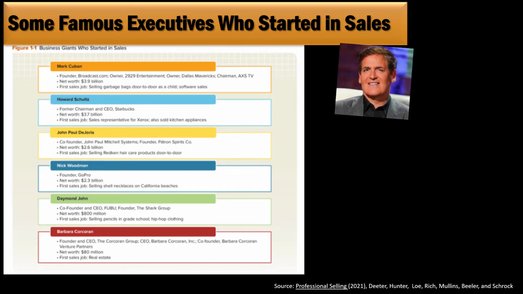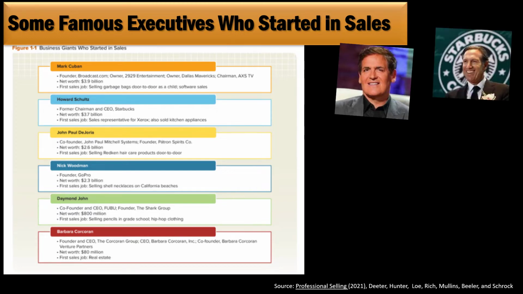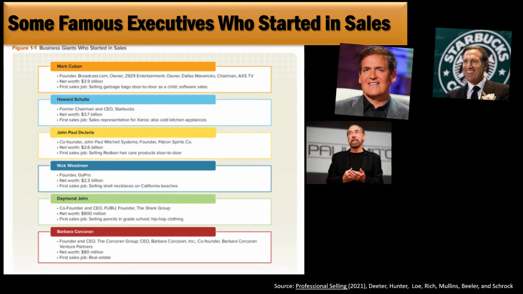Howard Schultz, who started Starbucks, the chairman and the CEO of Starbucks. Basically, his first job was as a sales rep at Xerox. He also sold some kitchen appliances. So that's where Schultz's background is. John Paul DeJoria, from John Paul Mitchell Systems, basically started selling hair care products door to door. That's more of a B2C position. If you go back to Mark Cuban's first job selling garbage bags door to door, that's B2C.